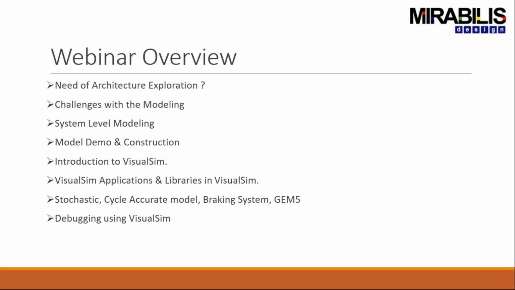We'll walk you through what Visual Sim is and how we can design our model or a design on it, the application and the libraries. Then we'll discuss different types of models, stochastic modeling, and a braking system using ISO 26262.